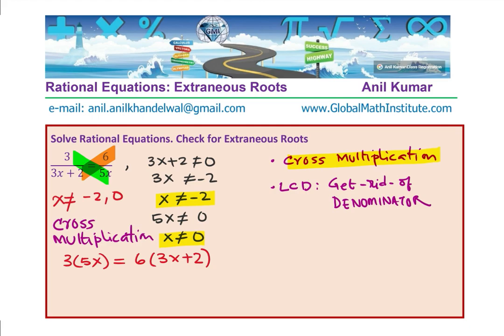Absolutely clear? Now let's expand and simplify. So 3 times 5x and 6, you could also simplify this straight away. You could write this as 5x equals 2 times 3x plus 2. No harm, right? So what did we do here? We just divided by 3 on both sides rather than opening the brackets and working with bigger numbers. At this stage, we prefer to work with smaller numbers. So simplify.